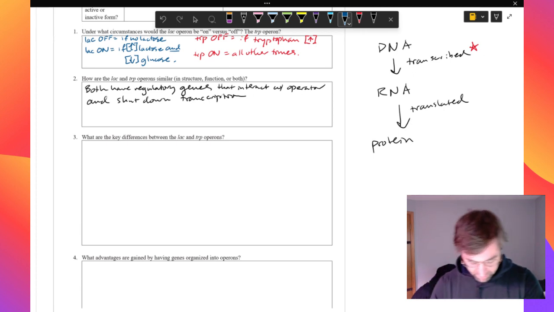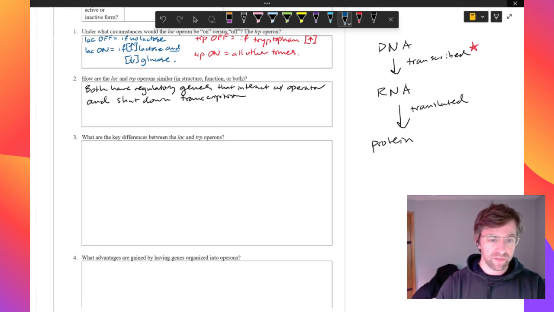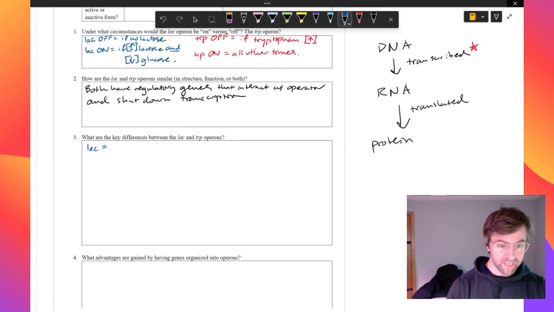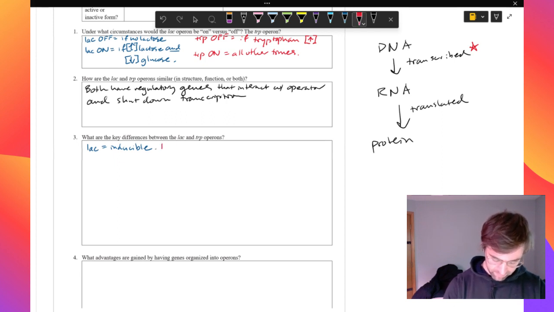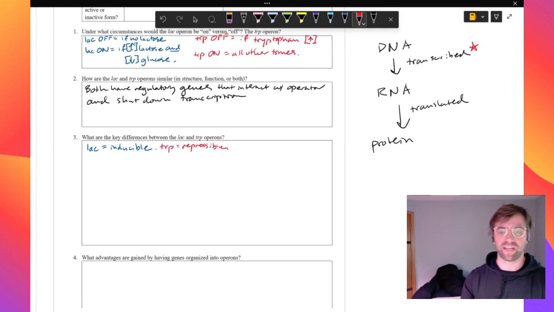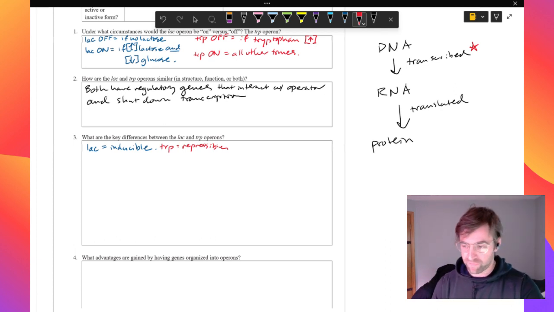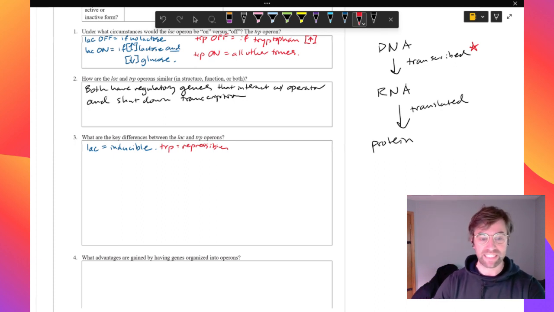What are key differences between the LAC and TRP operons? So we already talked about whether they're inducible or repressible. The LAC operon is inducible, and TRP is repressible. So again, that LAC operon being inducible means that the presence of lactose induces production of the enzymes needed for lactose digestion. And the TRP operon is repressible. It's ordinarily on, producing tryptophan, which is needed for protein production in the cells, and it is turned off or repressed only when an excess of tryptophan is available in the cell.